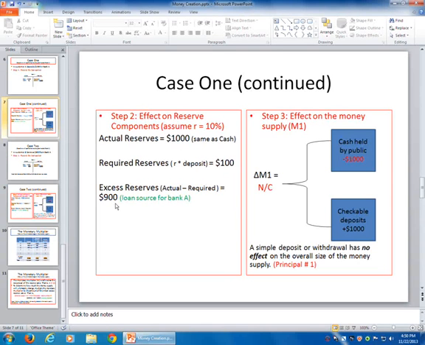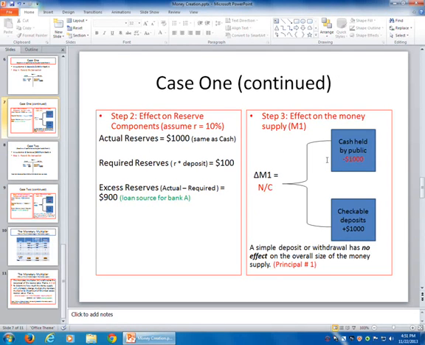Now once it goes into excess reserves, of course the bank will try to loan the $900 out, because every time they make a successful loan, they earn interest and they make money. Alright, so that's looking at the effect on reserve components. The third step is to look at the effect of the transaction on the money supply. Again, we're going to focus strictly on M1. So we want to see how M1 will change. What happens is, customer A came into the bank and deposited $1,000.